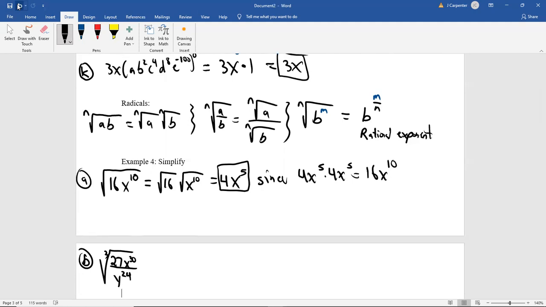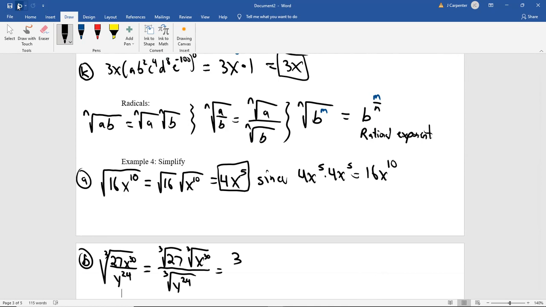This is a combination of the first two rules. So we can just split up all these radicals individually. The cube root of 27 times the cube root of x to the 30th over the cube root of y to the 24th. So for the cube root of 27, we're asking ourselves what number times itself is 27. I did spoil this earlier. It's 3. 3 times 3 is 9. 9 times 3 is 27.